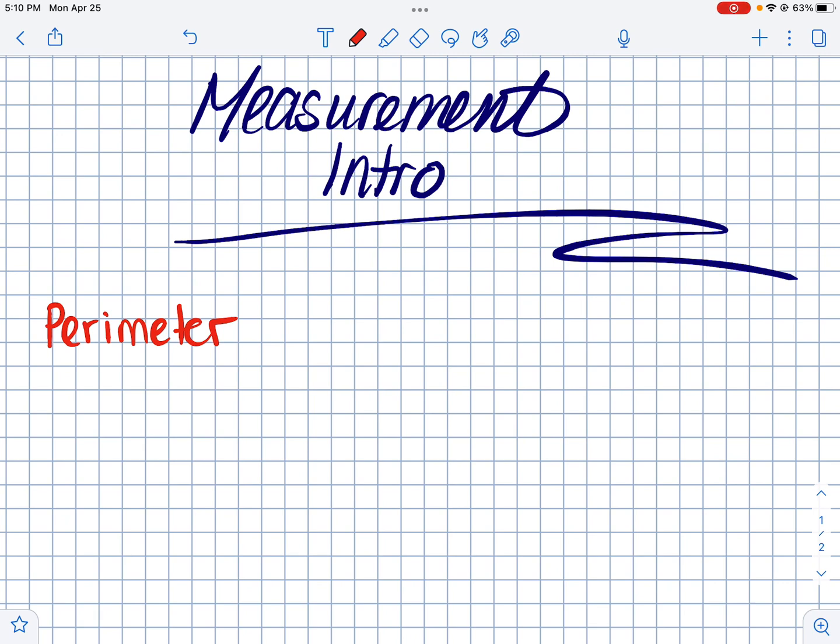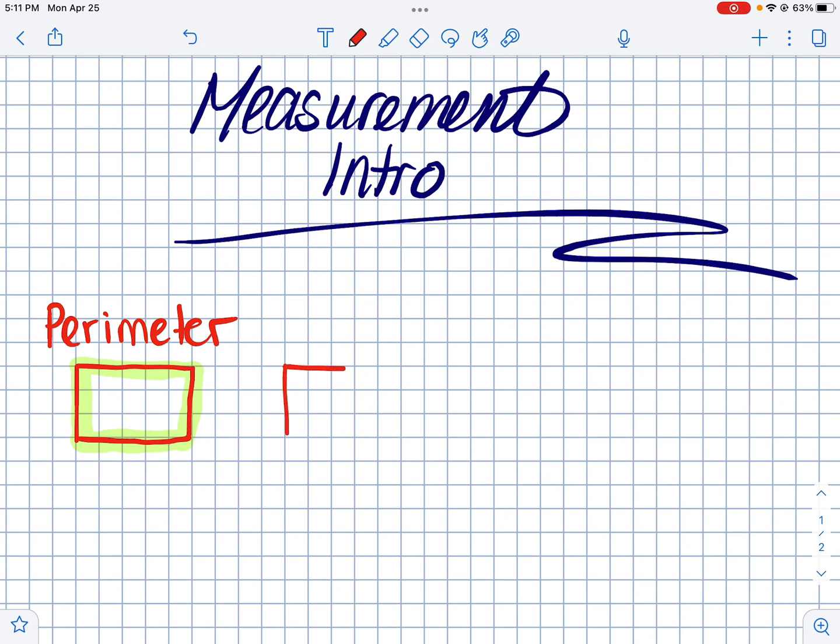So one is perimeter. And the perimeter tells us the distance around an object. So let's say we had a rectangle. If we wanted to know the perimeter of the rectangle, we would just add up the lengths of each side, and that would tell us the perimeter. So it's the distance around the outside of a closed figure. Even if that shape is made up of a whole bunch of different shapes.